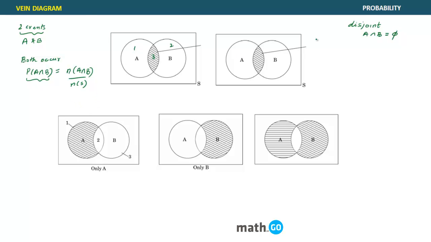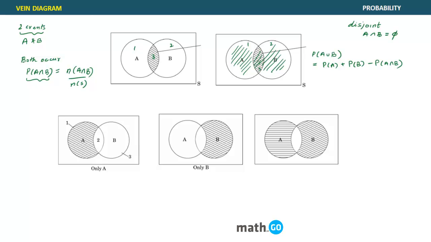If I talk about this particular region, that let's say I shade this also, and this also. That is the entire 1, 2 and the 3 region. So what will it represent? It will represent A union B. And we know the formula for A union B is nothing but P(A) plus P(B) minus P of A intersection B. Obviously, why we are subtracting A intersection B is because it is added 2 times. It is also in A, it is also in B. You want only one, so we subtract it once.